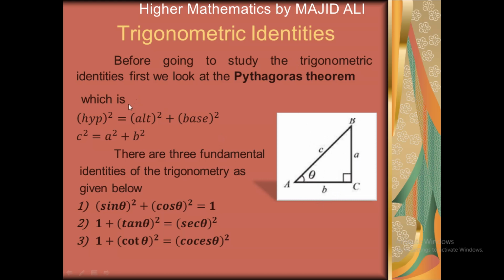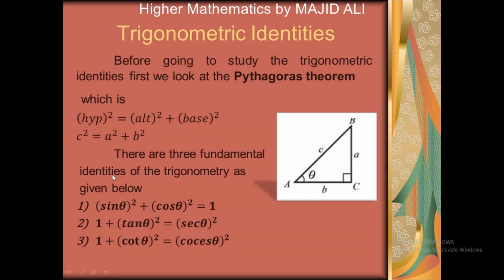Here is the statement of Pythagoras theorem: the hypotenuse, which is equal to c, so hypotenuse squared is c squared. Altitude, which is equal to a, here is the altitude a squared. Base squared. We have two names for the side b: base, or we can also say adjacent side. c squared is equal to a squared plus b squared.